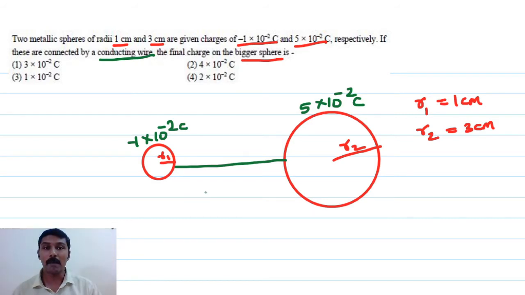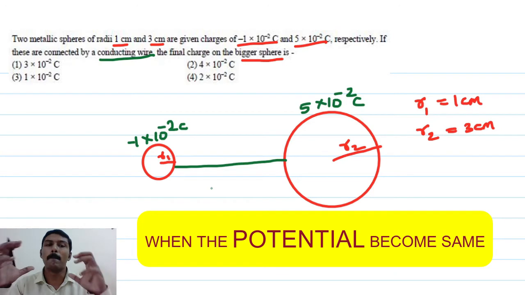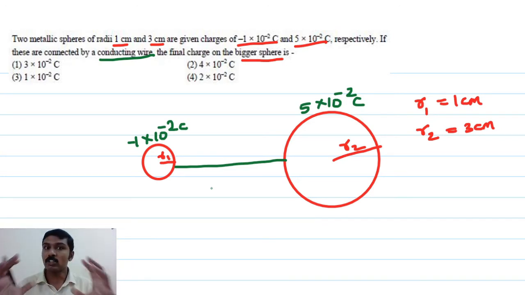So what actually happens when these two are joined together? You know that the charge starts to move. One is a negative charge, the other is a positive charge. It starts to move, and the charge stops its motion when the potential on the first sphere and the potential on the other sphere become equal. So you get it: when the potential becomes the same, no more charge tends to move.